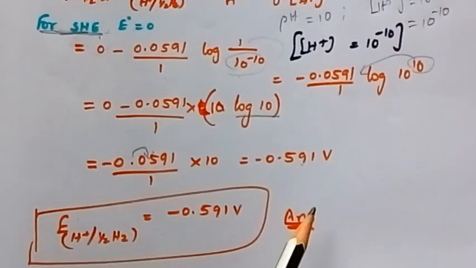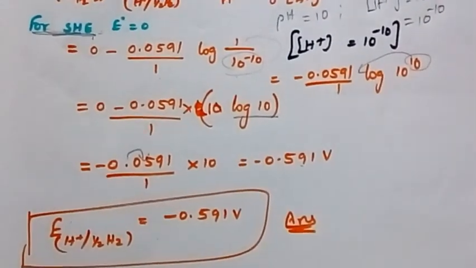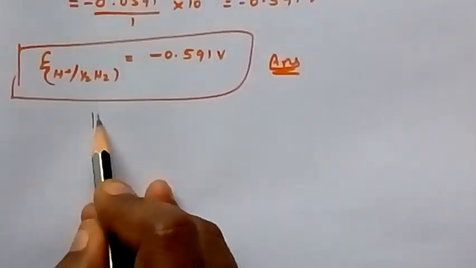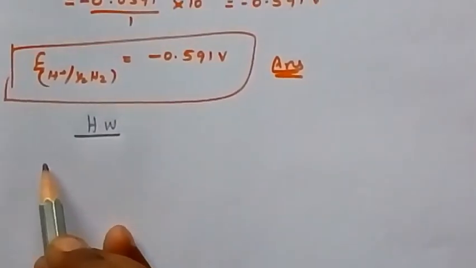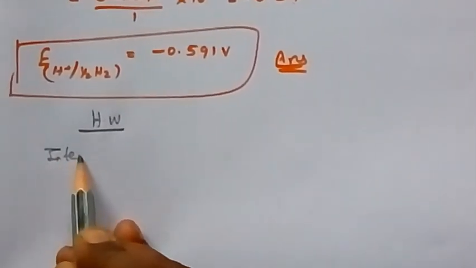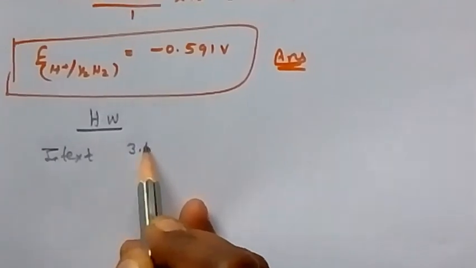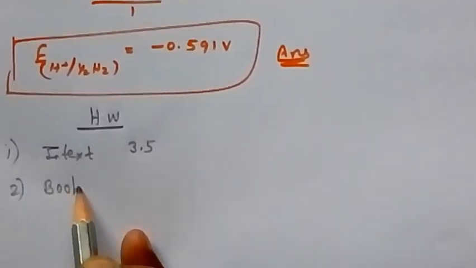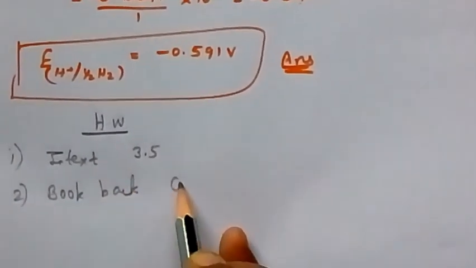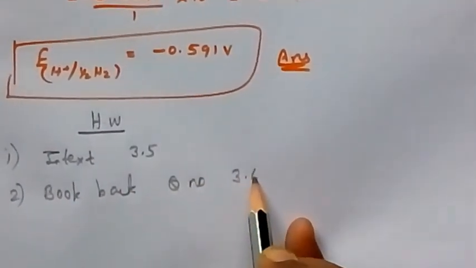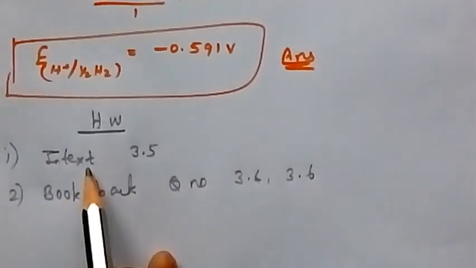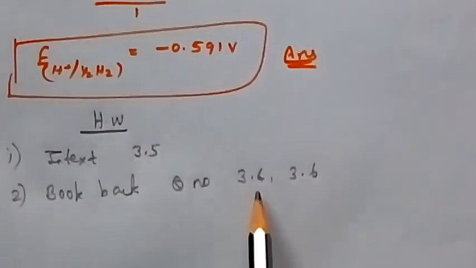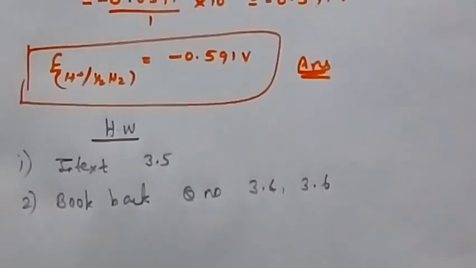So these are the questions, the problems and the two relations we studied now. And the homework today: copy this PDF as well as do the homework in-text question 3.5, and in book back do question numbers 3.4 and 3.6. Complete this today.